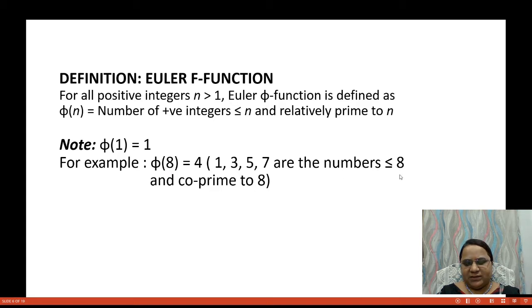The numbers which are less than or equal to 8 and they should be prime to 8. A prime number is a number which is divisible by 1 or by itself. So the numbers which are less than or equal to 8 and relatively prime to 8 are 1, 3, 5 and 7. So phi of 8 is 4.